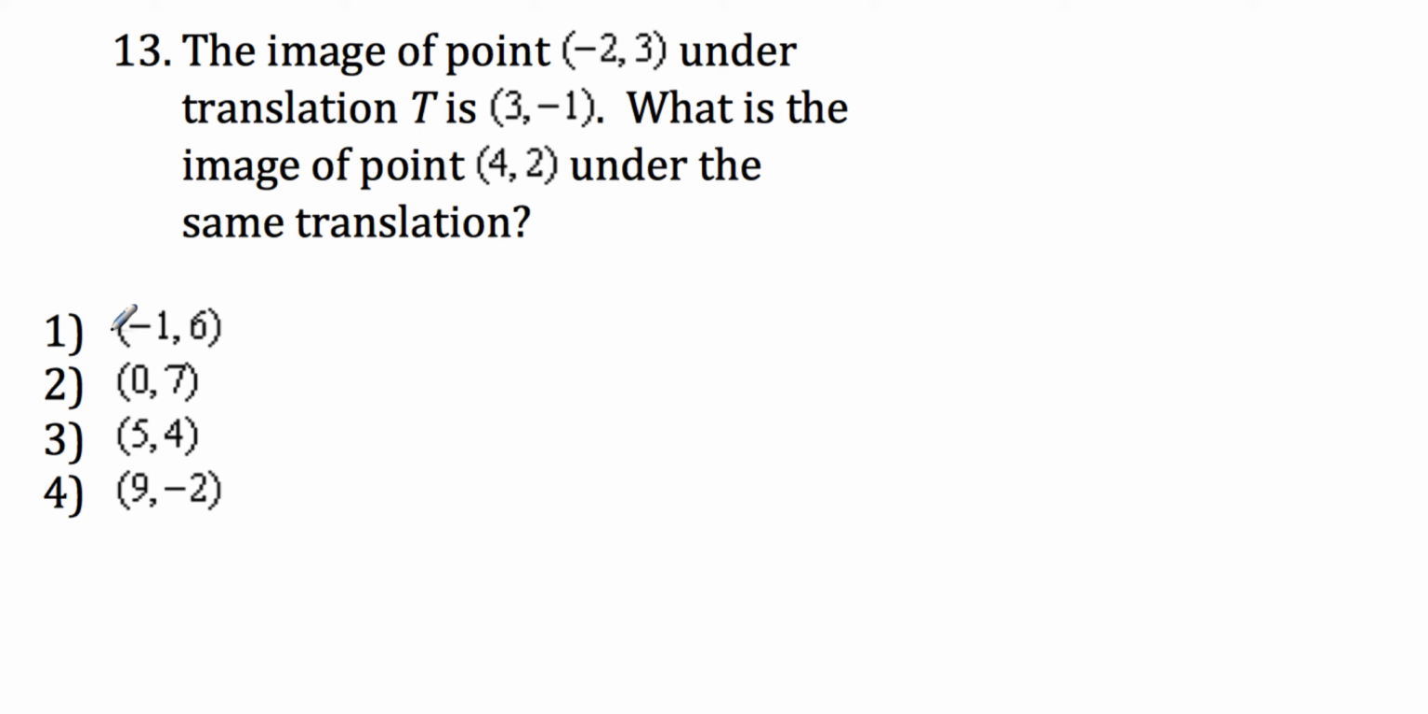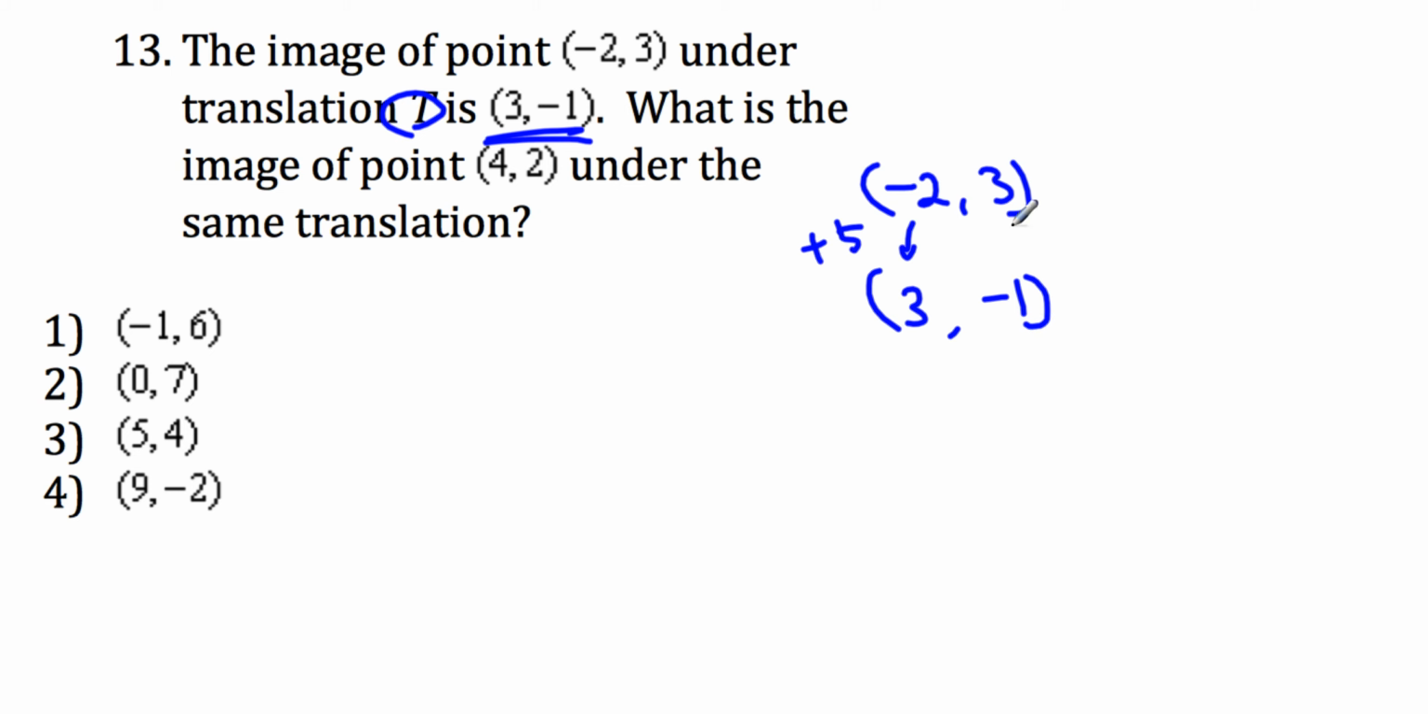Number 13 is similar. The image of this point under translation t is this. So then what happened? Negative 2 comma 3 has been now relocated at 3 comma negative 1. And obviously negative 2 to 3 you have to add 5. While in terms of y you subtracted 4.